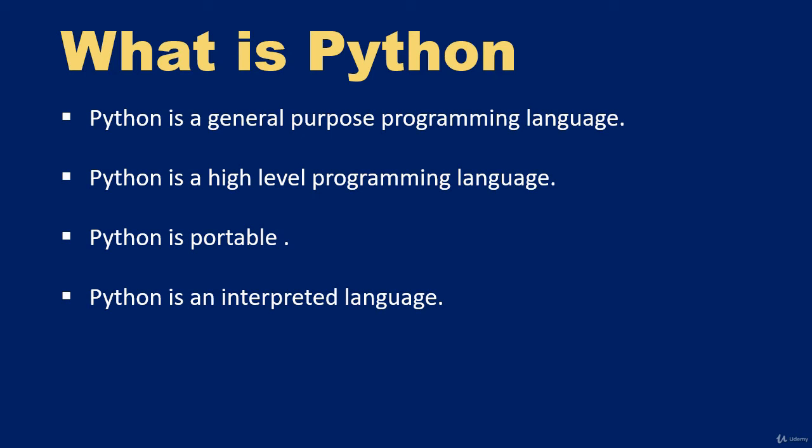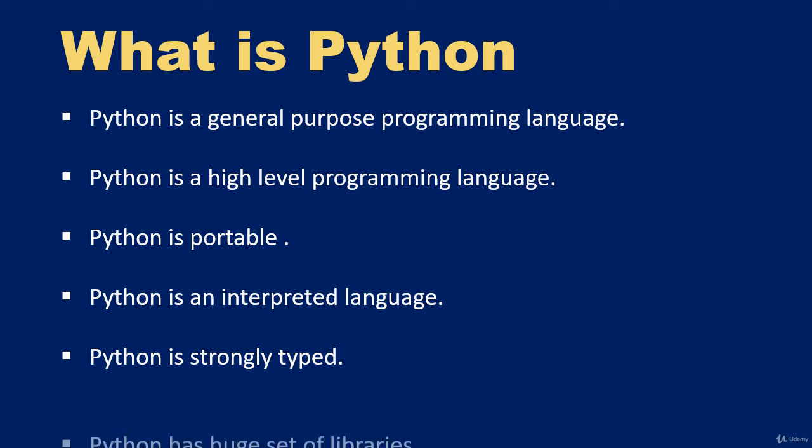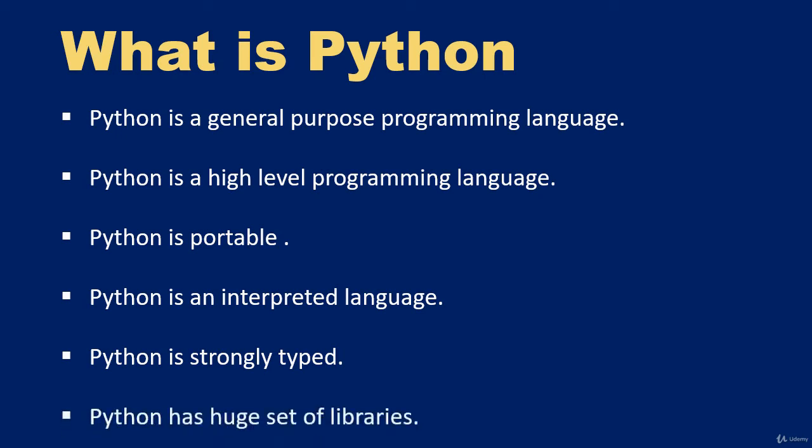Python is strongly typed. Strongly typed languages don't convert data from one type to another type automatically. Python has a huge set of libraries. A Python library is a collection of programs you can incorporate into your own program without writing code for them.